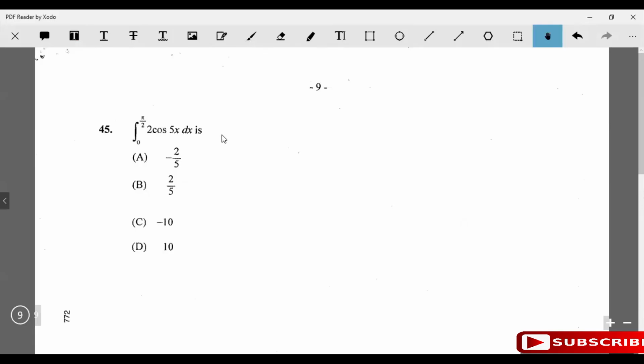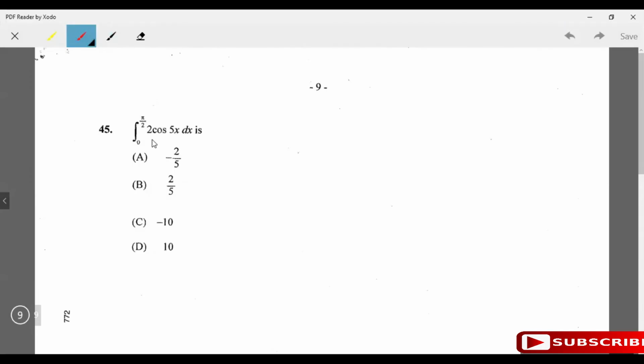Now question 45, the last question. Finish strong. This is a new question as well. Integrate from 0 to pi by 2 of 2 cosine 5x. So let's see. We'll factor out 2 first, and we're integrating from 0 to pi by 2 of cosine 5x.